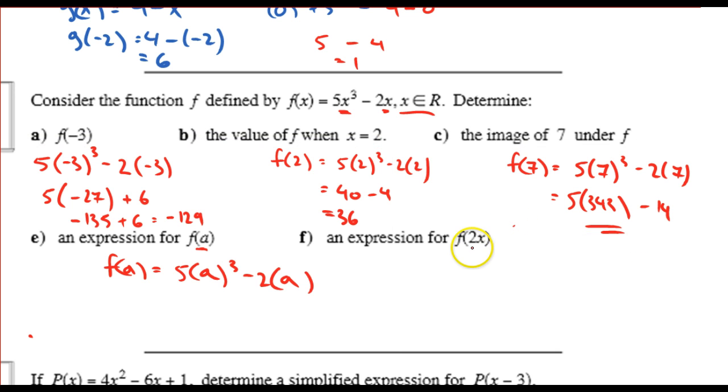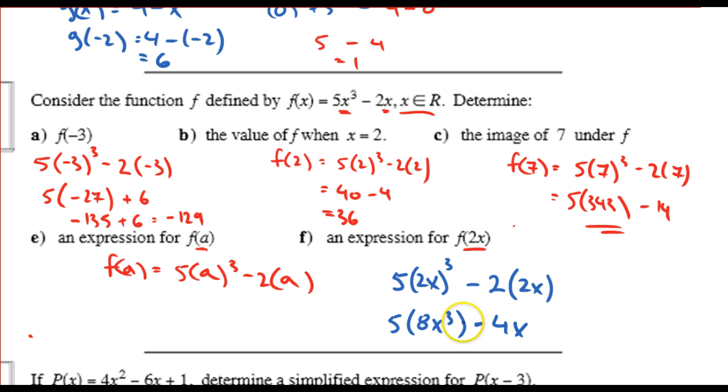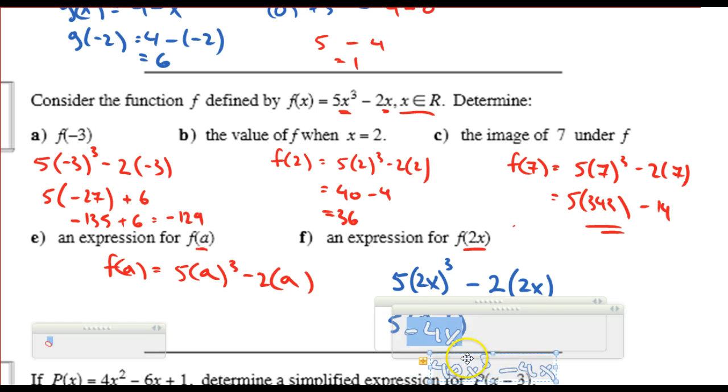So then same thing here. If I input 2x, this gets a little bit tricky. I'm going to go ahead and put in 5, and then bracket cubed minus 2 bracket for the x. So then I'm going to put in 2x and 2x, and I'm going to get 5 times 8x cubed minus 4x, or 40x cubed minus 4x. Okay.